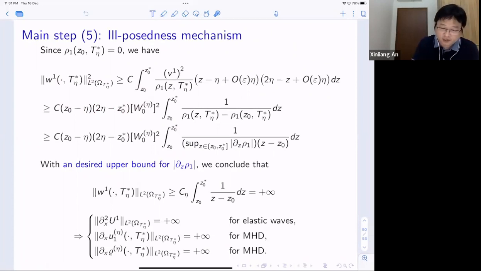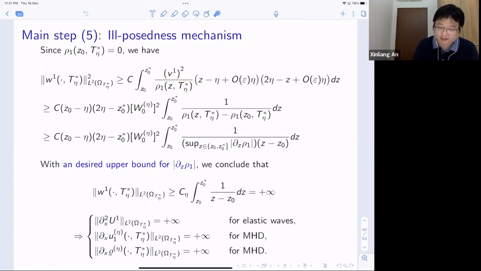So if we try to check the L2 norm of W1, even though we know that W1 will blow up at the shock formation time, we still want to know what the L2 norm of it would be. In the suitable space-time region we construct, we can show that there will be a lower bound here. And the rho one, we know that at the shock formation time, the rho one will be zero. So this will be a function very close to zero. Okay, but how to show the lower bound?